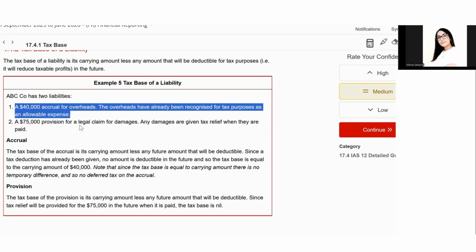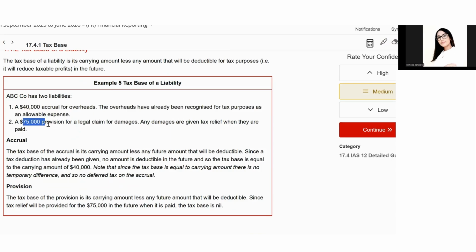Second, 75,000 provision for legal claim for damage. So you made some provision, right? Any damages are given tax relief when they are paid, only when they are paid, not when you provide. So there is no tax relief base, no tax base for this amount. When you make this provision, in your tax base you will have 0. So you will have here 75,000 and here you will have 0 tax base.